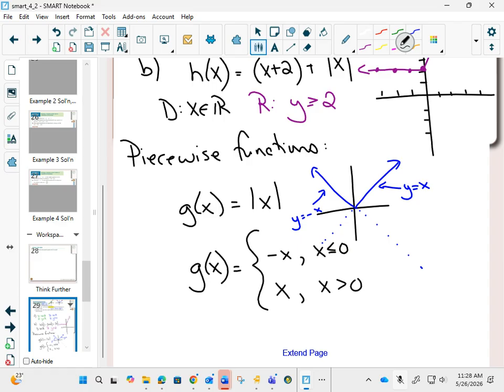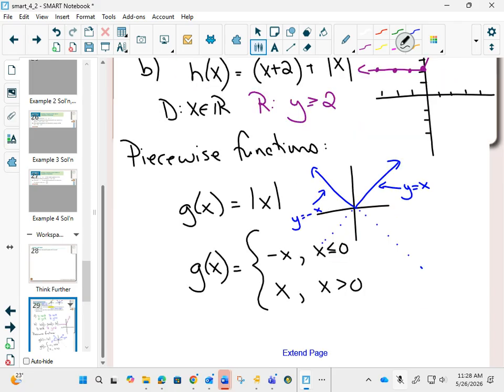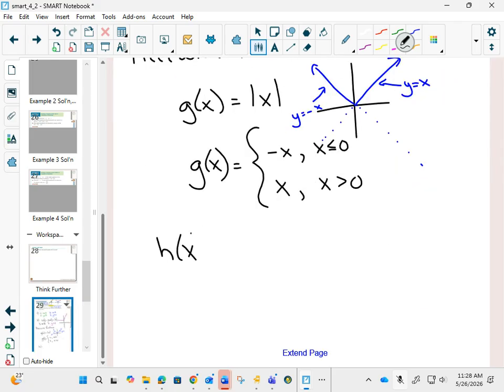Question? This feels like way too much for no reason. Well, it feels like way too much for no reason. However, would you agree that our range of that one was a little tricky because we had to add those graphs together? If we actually use the piecewise notation for h of x, right? So now I'm going to rewrite h of x is equal to, we had x plus 2 plus the absolute value of x. That was an explicit equation using absolute value.